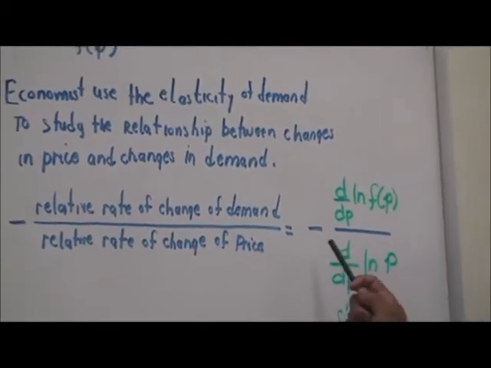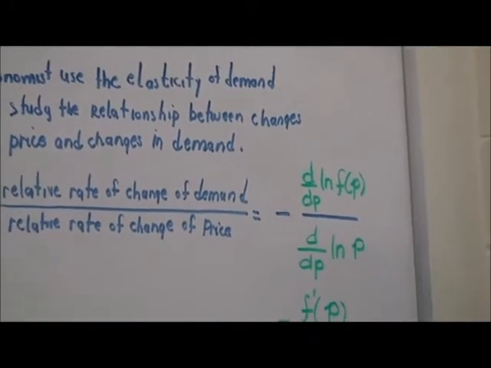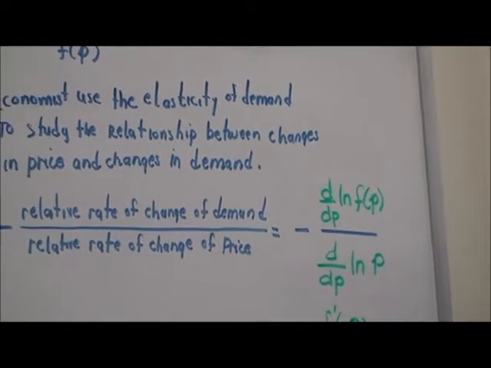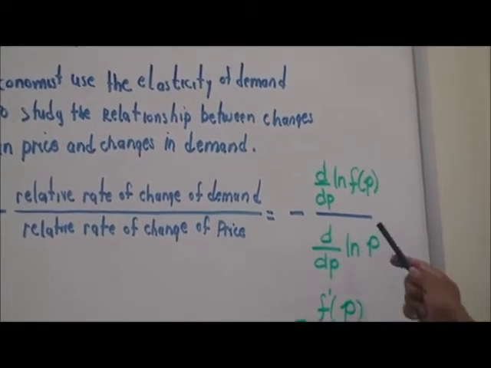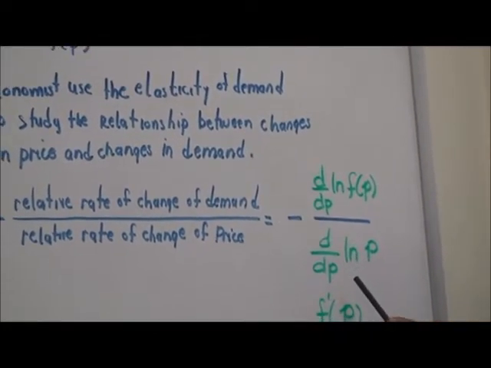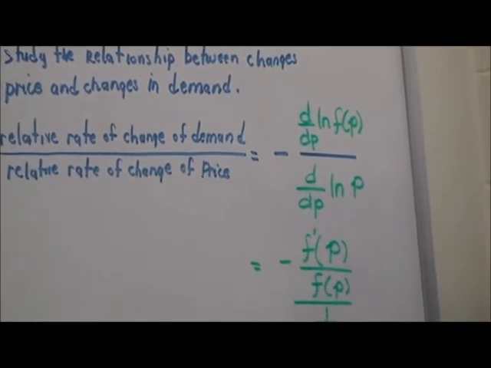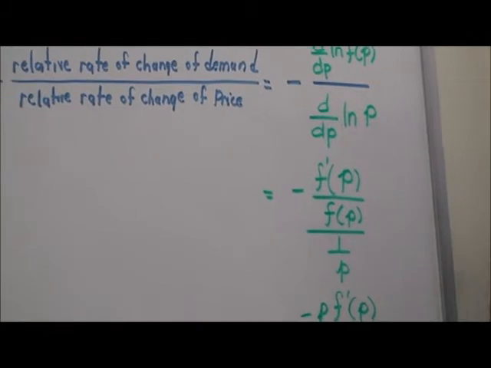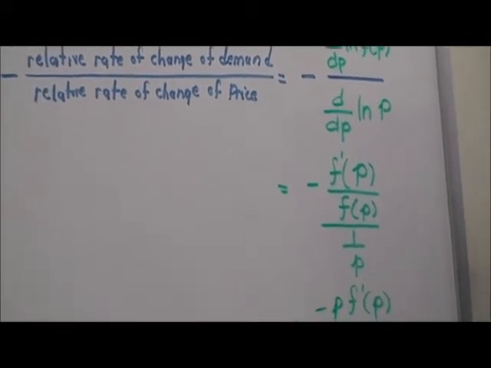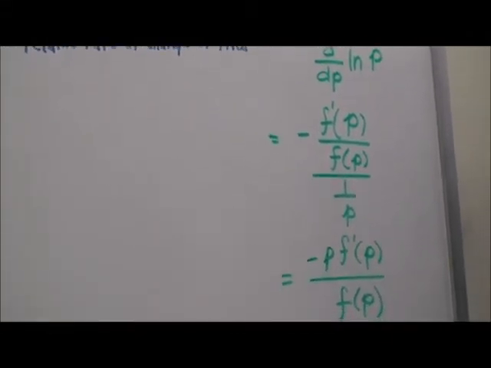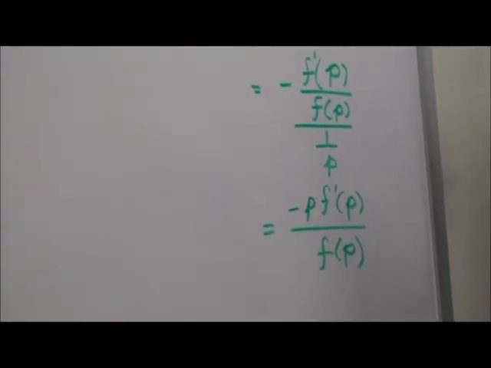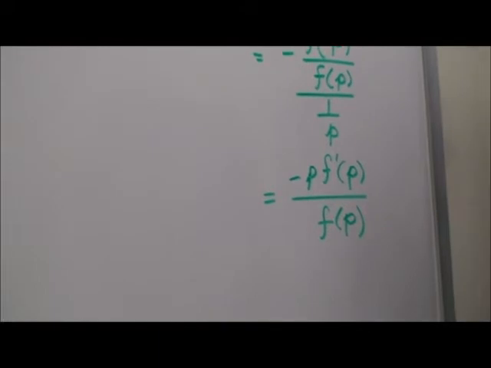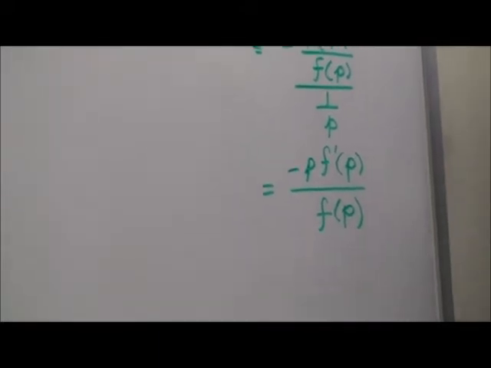Now, it's equal to negative the derivative with respect to P of the natural log of f of P, divided by the derivative with respect to P of the natural log of P, which is going to give us negative f prime of P divided by f of P, divided by 1 over P, which will give us that same expression right here: negative P times f prime of P divided by f of P.